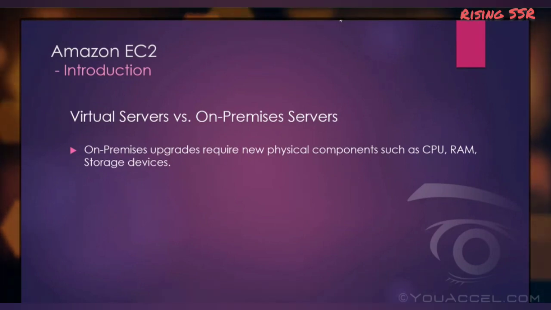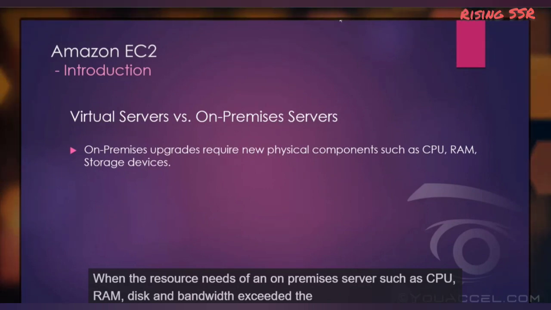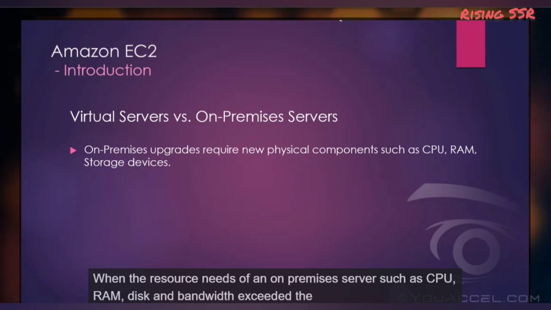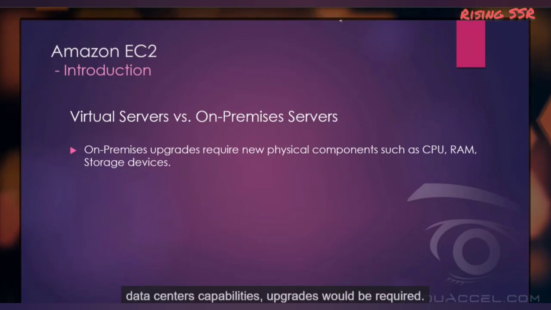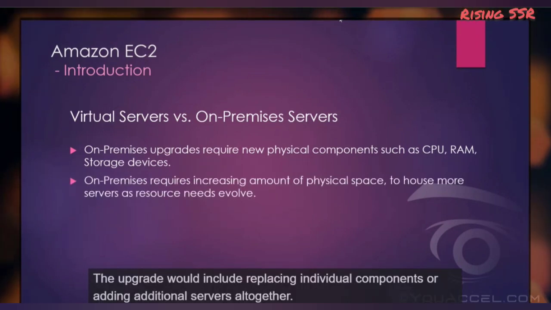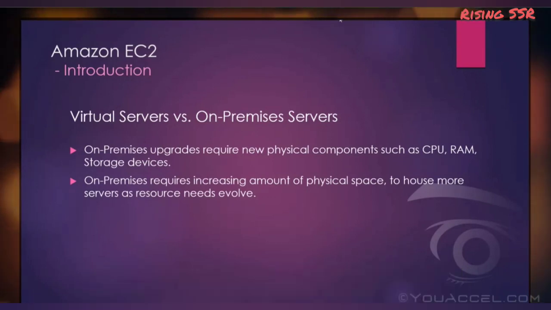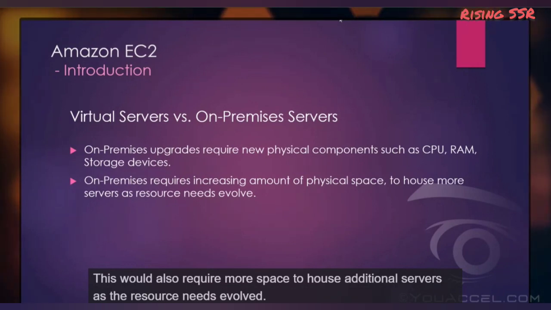When the resource needs of an on-premises server, such as CPU, RAM, disk, and bandwidth, exceeded the data center's capabilities, upgrades would be required. The upgrade would include replacing individual components or adding additional servers altogether. This would also require more space to house additional servers as the resource needs evolved.